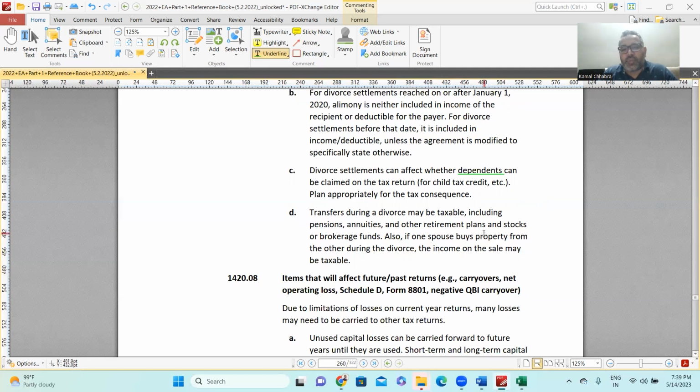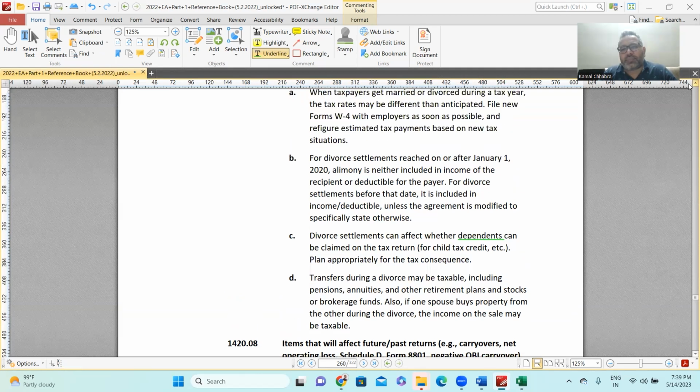Transfers during the divorce may be taxable, including pension, annuity, other retirement plans, stock, brokerage funds. Also, if one spouse buys the property from the other during the divorce, the income from the sale of the property may be taxable. Right? Any doubt here?